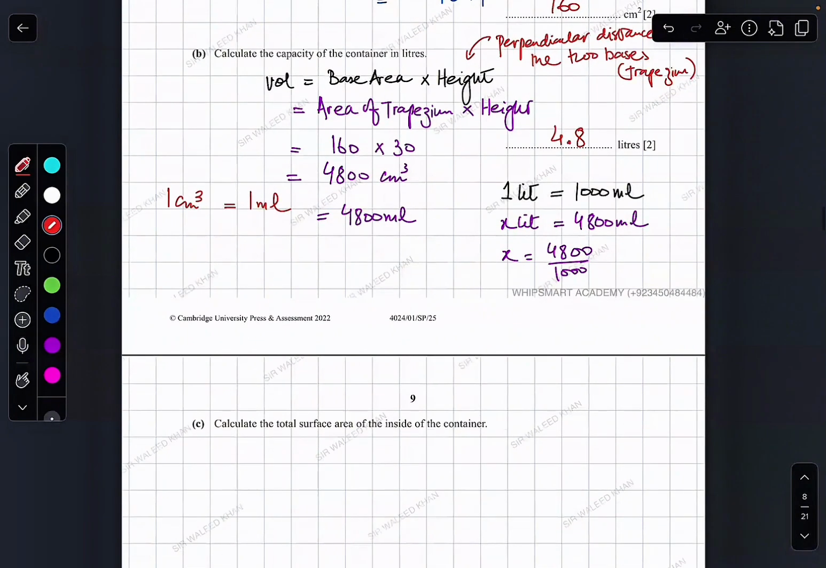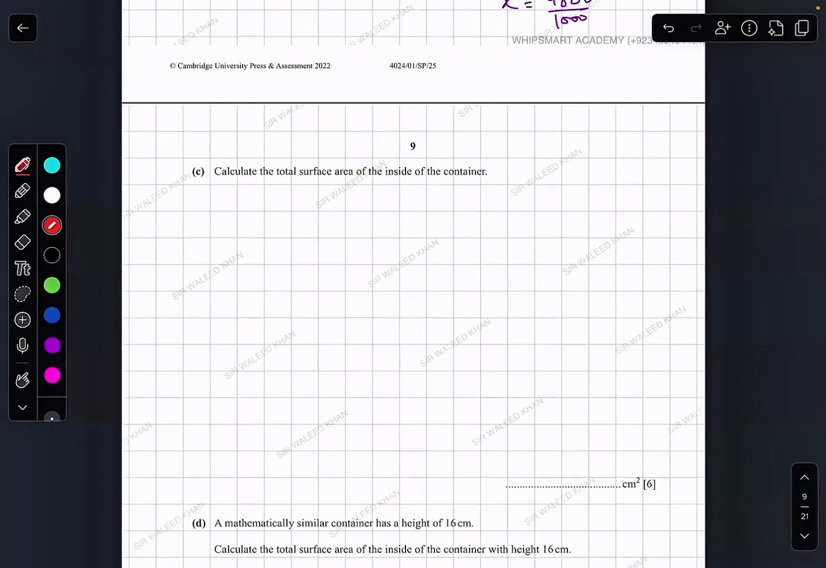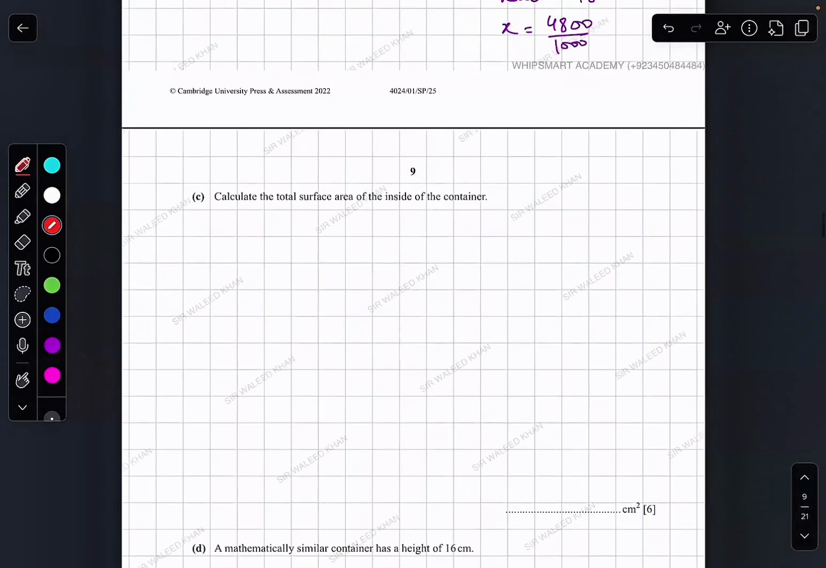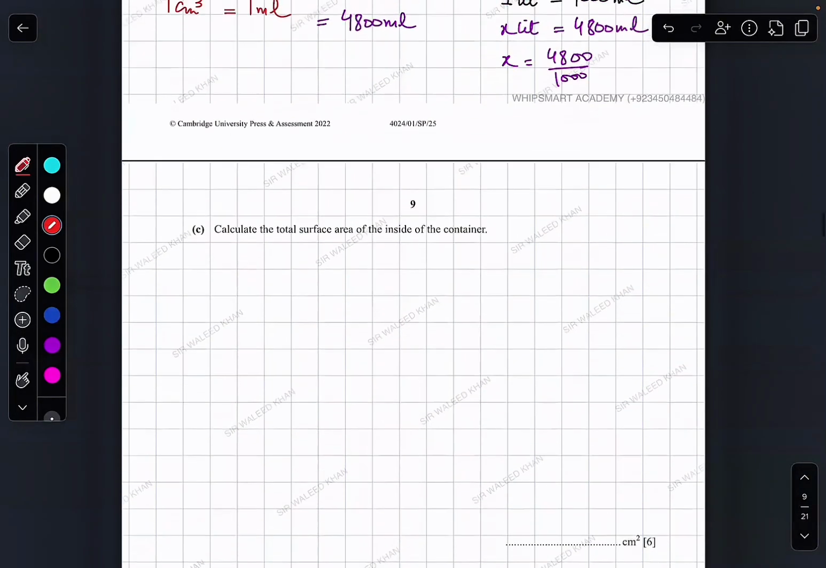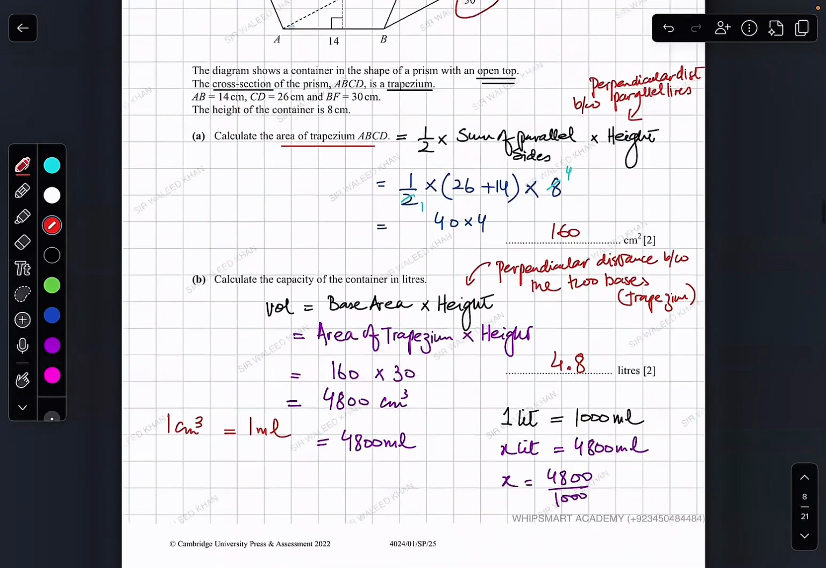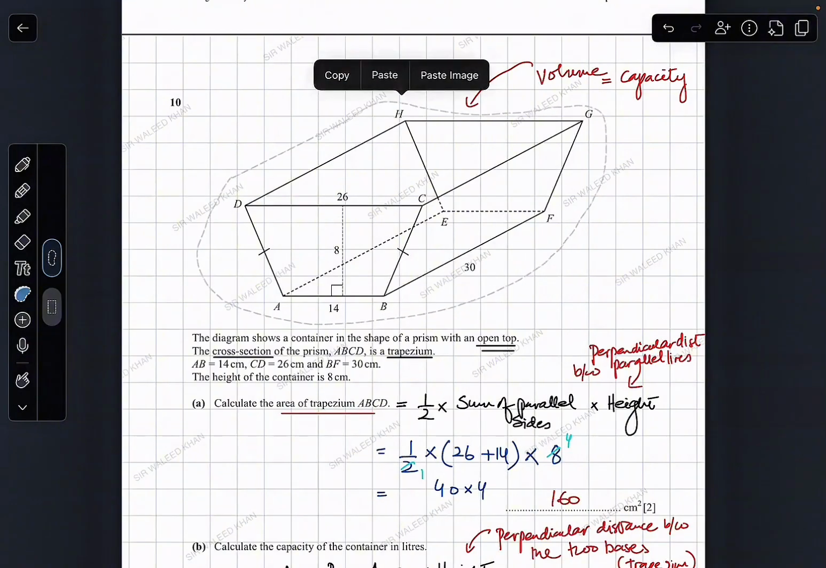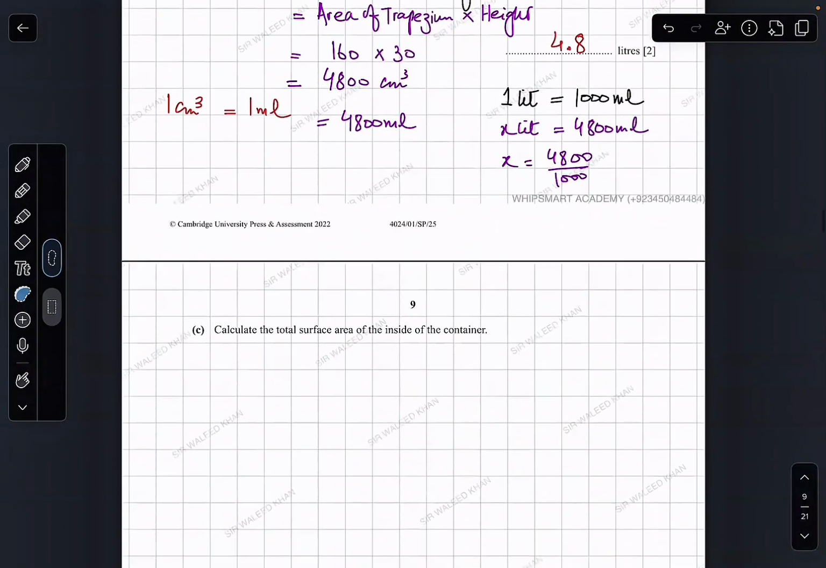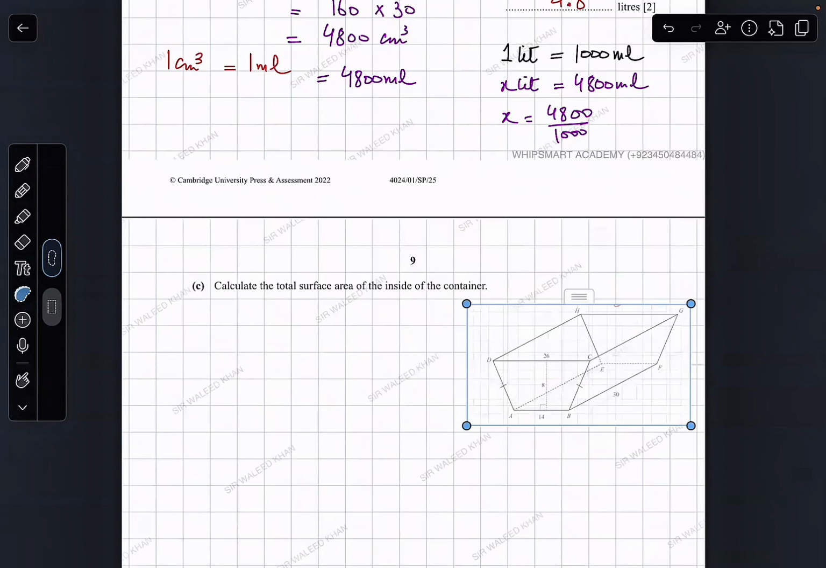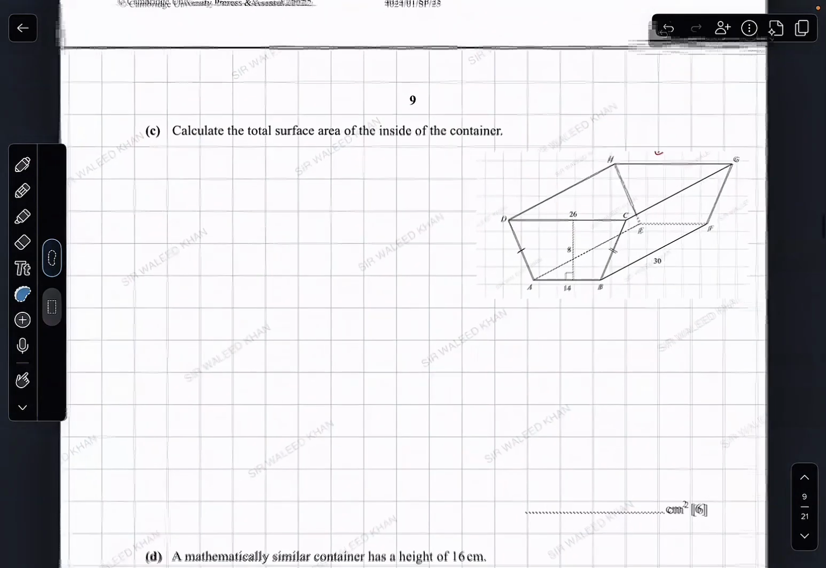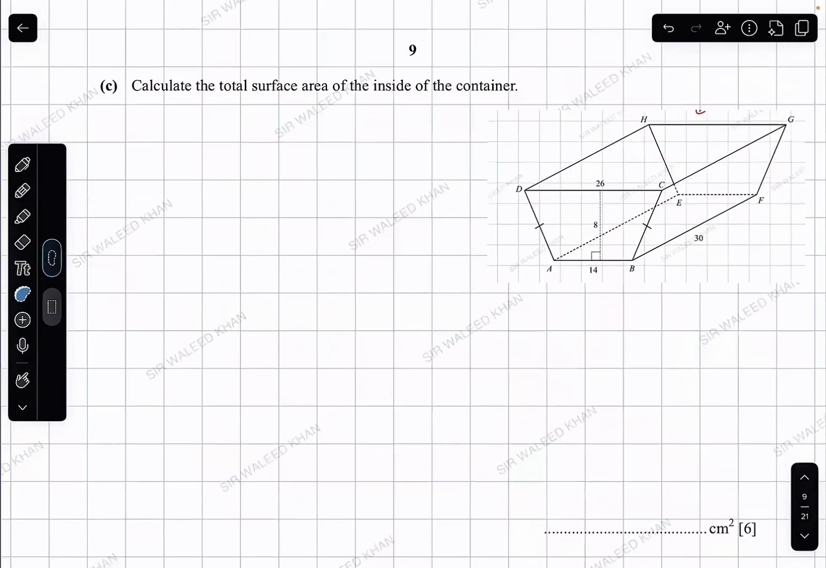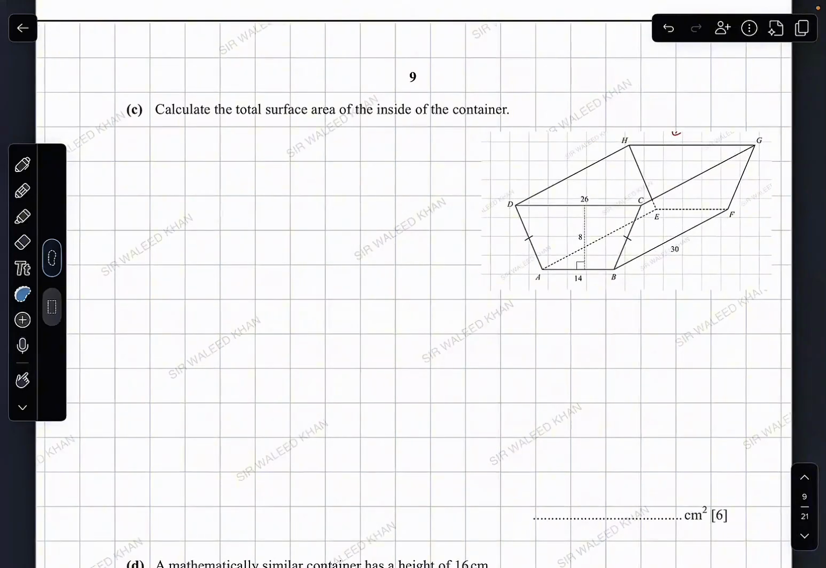Yes, Ram. Calculate the total surface area of the inside of the container, right? Inside of the container. So let me take a screenshot of this. So the total surface area of the inside of the container.